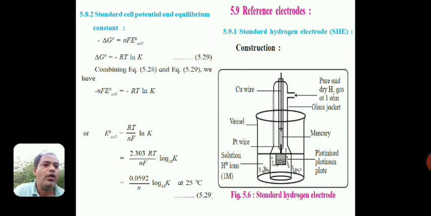Now we allow pure and dry hydrogen gas to pass into the glass jacket from the upper side, and some of the gas molecules get adsorbed on the platinized platinum plate, and the rest is removed from the lower side of the glass jacket. This process takes place continuously, that means as long as this electrode works. So this is the basic arrangement of the reference electrode, that is the standard hydrogen electrode.